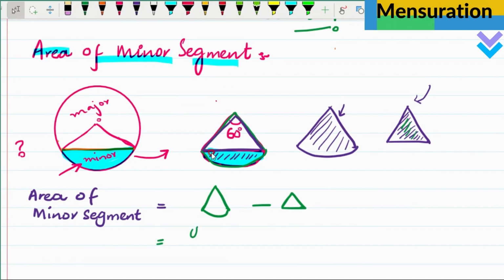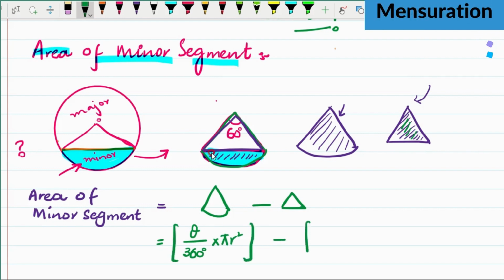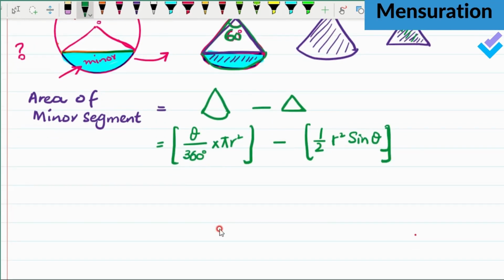So let's take a start. Theta over 360 into pi r square. That is the formula of this sector, and then we need to find the area of a triangle. As we know that this triangle has no base and height, we have to find the area by using the angle. So we can use the formula 1 over 2 r square into sine theta. Theta means the angle which is given to us, and that is 60 here. Okay, so this is how we can easily calculate it.